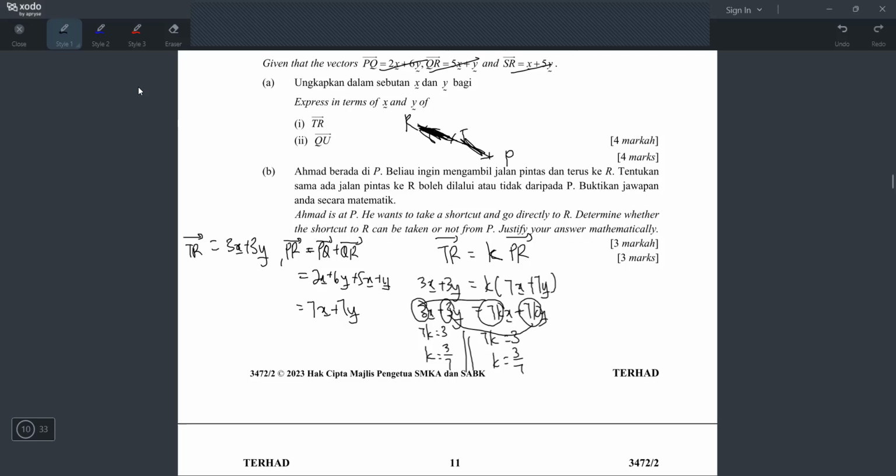So now we can generalize, we can make a conclusion here. The TR vector equals k, which is 3 over 7, times PR. It means that we already proved that TR and PR are indeed parallel. Imagine if TR and PR are parallel, and R is a common point. R is the point that exists in both these vectors. It means they are collinear, right? It means we already proved that TR and PR are parallel, and also we already proved that T, P and R are collinear. So after writing this, what we can do is we can say dot dot dot.